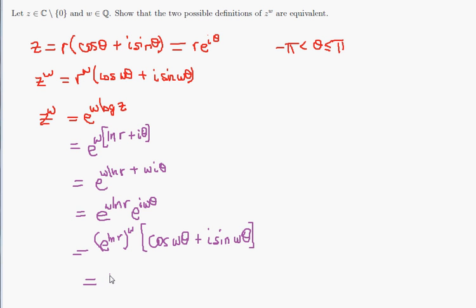And so this is equal to r to the w times the cosine of w theta plus i sine w theta, which is the first definition that we have in red up here. So the two definitions are equivalent, which we can take some satisfaction and relief in, that these two different looking things actually mean the same thing as long as w is rational.